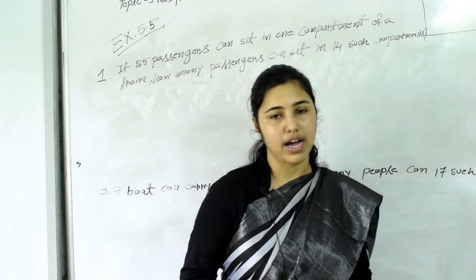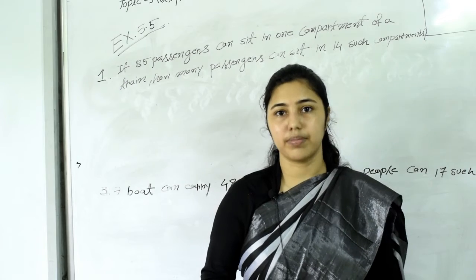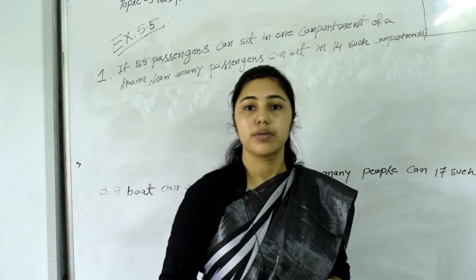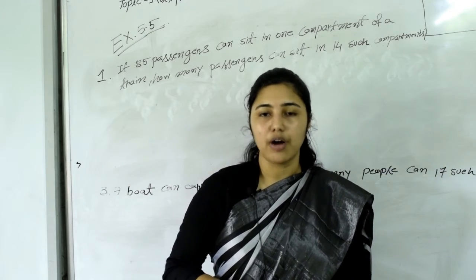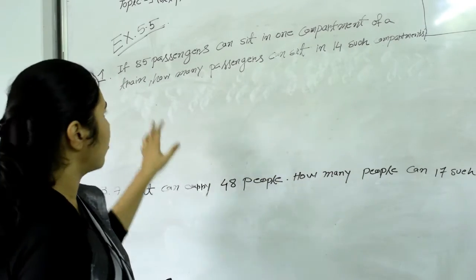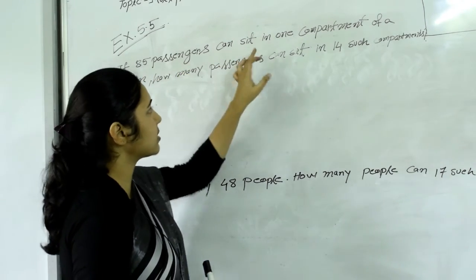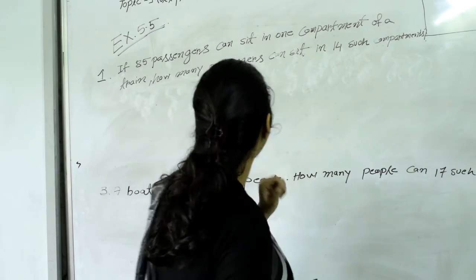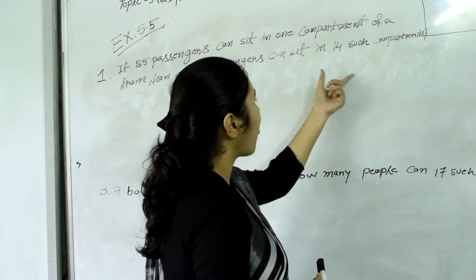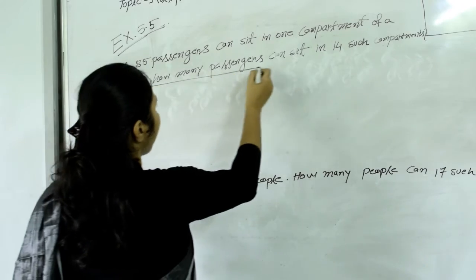So today in this class we have learned the multiplication of two two-digit numbers and also the multiplication of a three-digit number with a two-digit number. Now we will solve some word problems based on multiplication. So first problem here: if 85 passengers can sit in one compartment of a train, then how many passengers can sit in 14 such compartments? Which means we have to find the number of passengers.